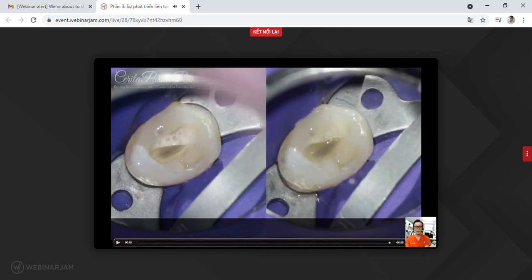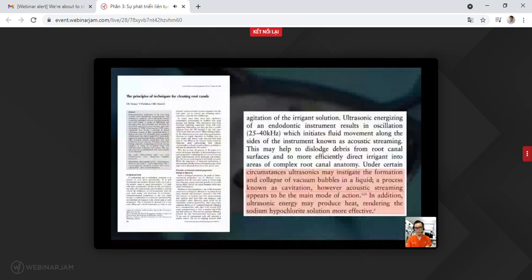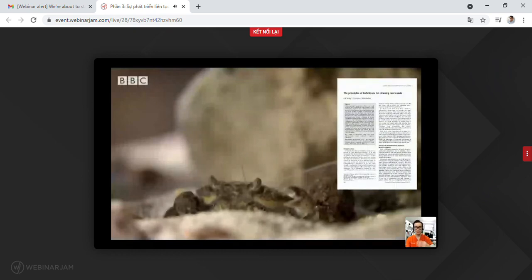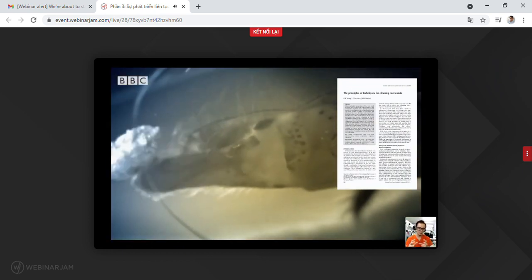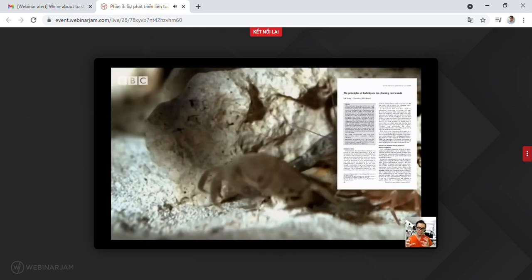And how about the effectiveness between ultrasonic and sonic? The ultrasonic, under certain circumstances, may instigate the formation and collapse of vacuum bubbles in a liquid, a process known as cavitation. However, acoustic streaming appears to be the main mode of action. So, what is the cavitation effect of ultrasonic on the bacteria? In nature, we can see cavitation in the mantis shrimp striking to kill crabs. This is cavitation, the formation of a bubble and the bubble collapse in a liquid.